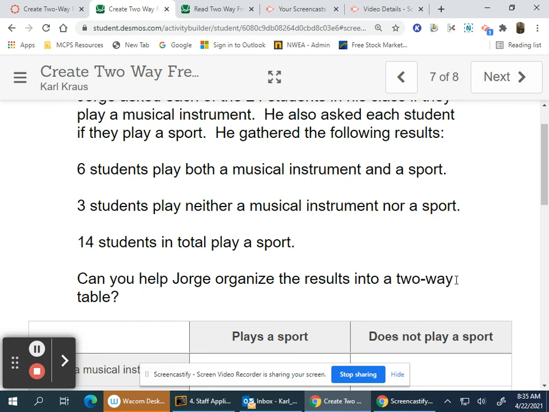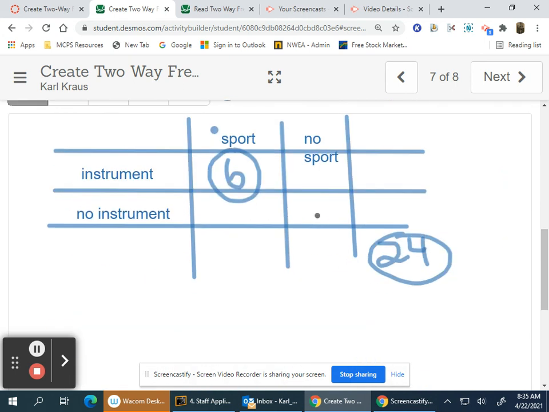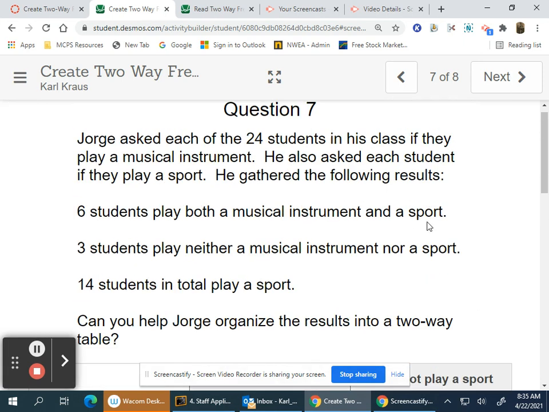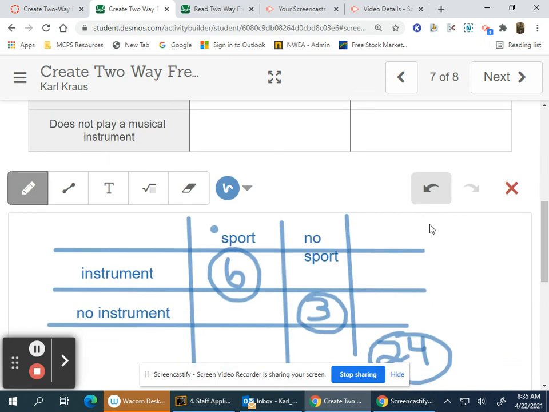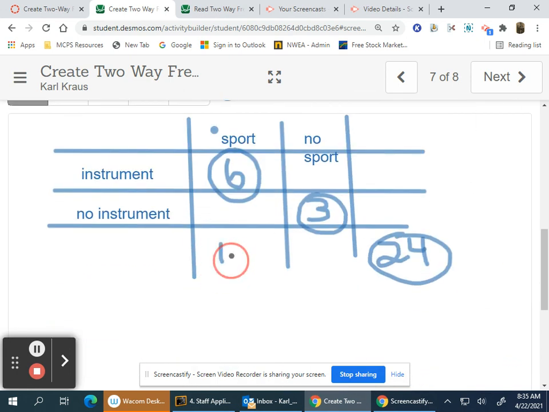3 students play neither sport or an instrument. And 14 in total play a sport. So 14 goes here. So this one, you did have to make the table and use the totals and subtraction. So 14 minus 6 is 8. Add these two together, you get 11. Subtract these two here. 10. 10 minus 3 is 7. And then 13 goes there. So 6, 7, 8, and 3.